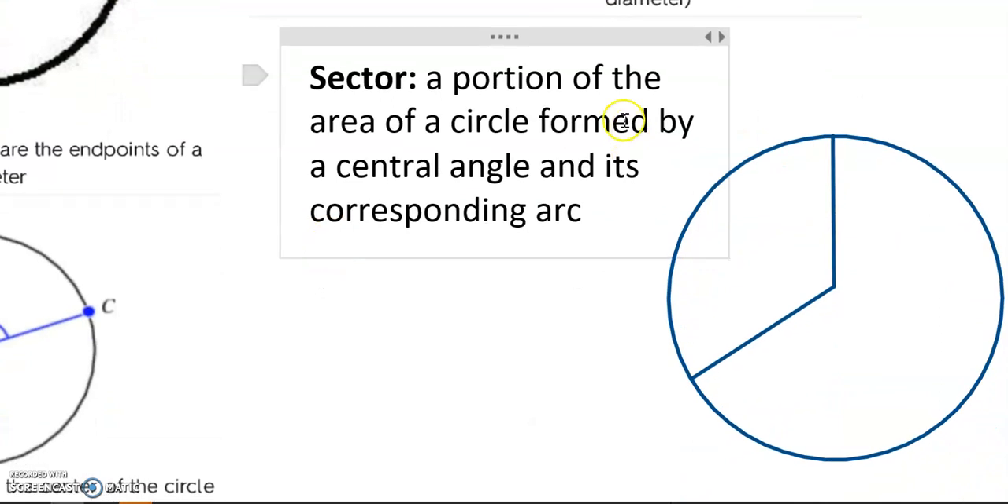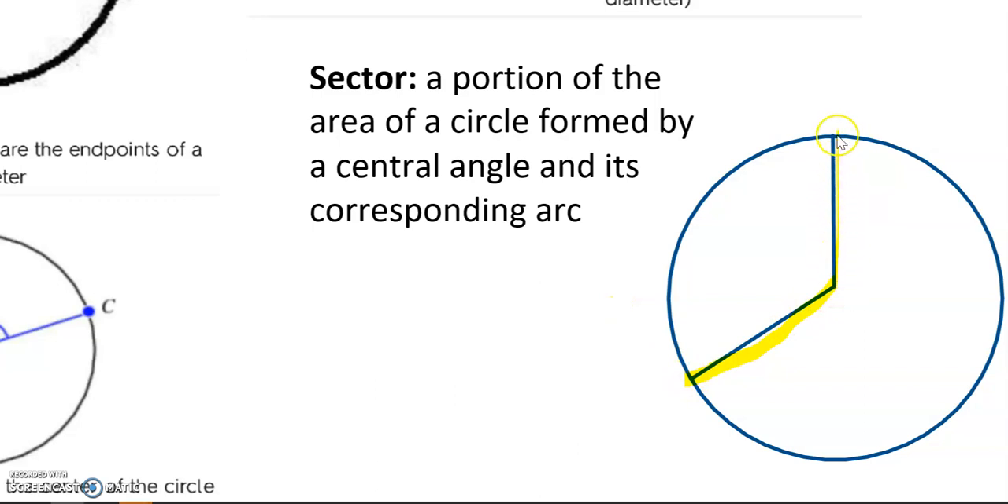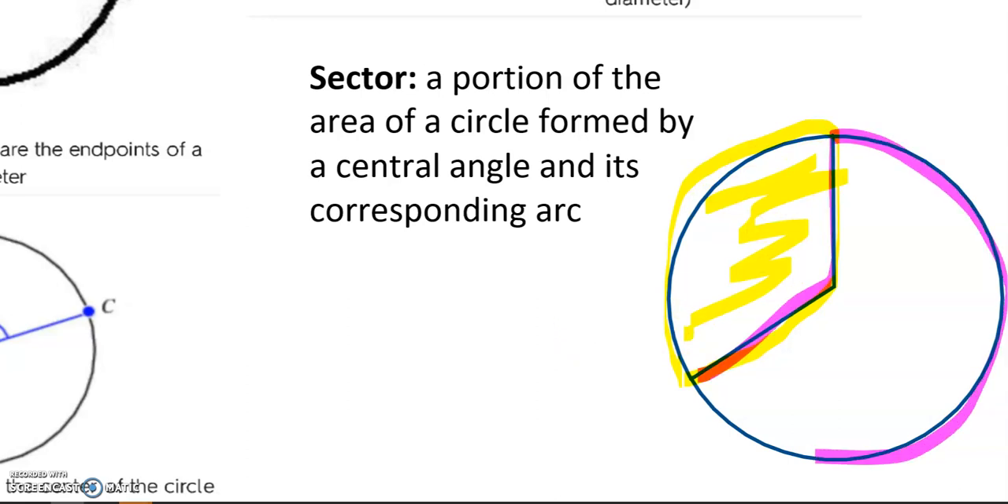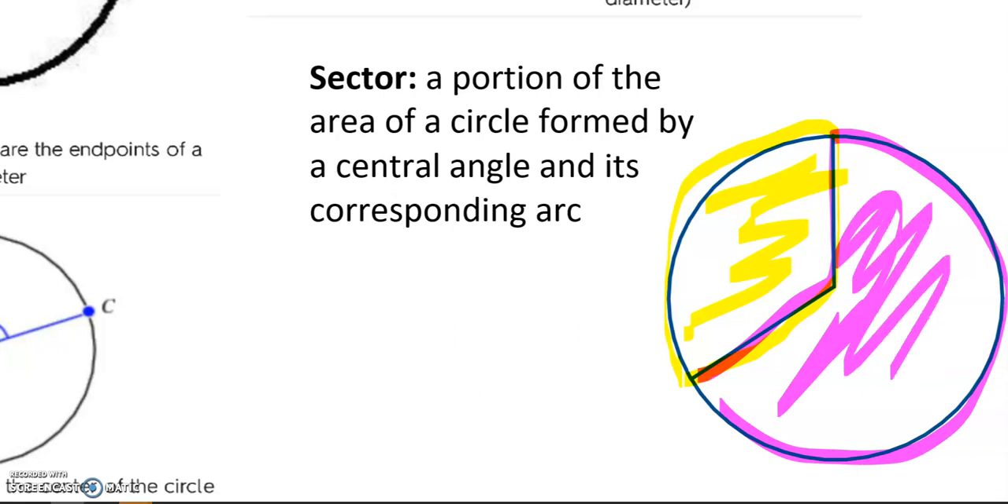And then we have a sector. And a sector is a portion of an area formed by the central angle and its corresponding arc. So if I have this central angle and this arc, that is a sector. You could also have this central angle and this arc. That's also a sector. So sectors are forms of areas. I like to think of a sector like the slice of a pie.